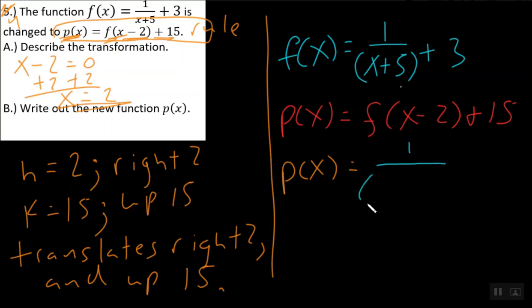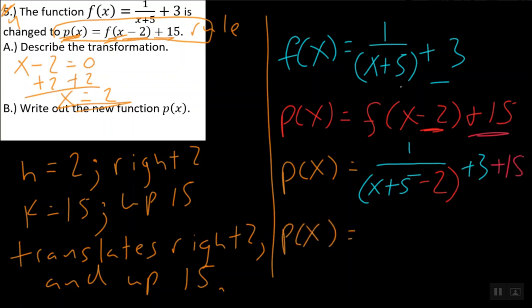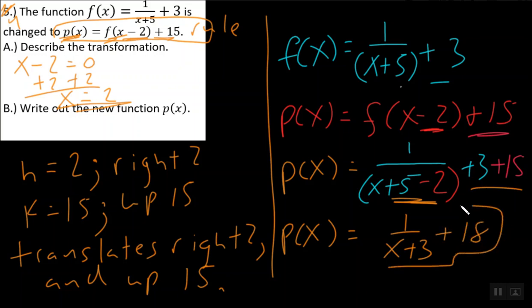So here, as I write x plus 5, I'm going to take a look at my rule inside the parentheses, inside the grouping. They are subtracting 2. And then on the outside, I have my plus 3. But in this function, on the outside, they have this plus 15. And so from here, I can go ahead and write my true function, p of x. P of x is equal to 1 over x. Positive 5 minus 2 is positive 3. And 3 plus 15 is, of course, 18. All right, there's my new function, p of x.